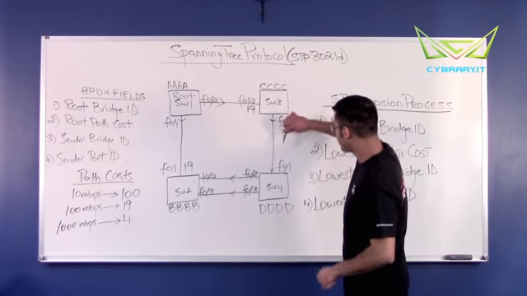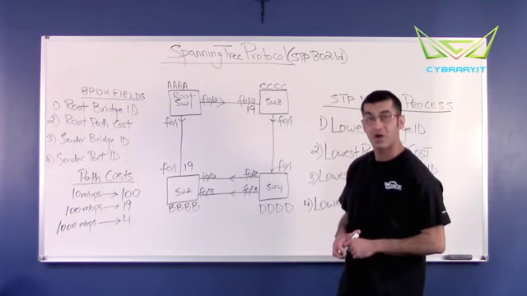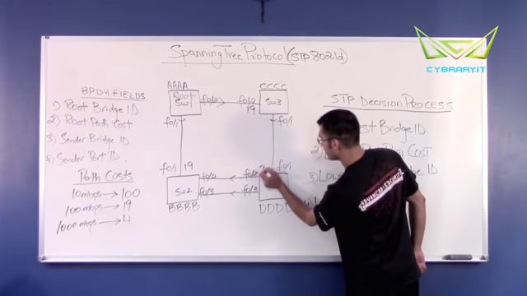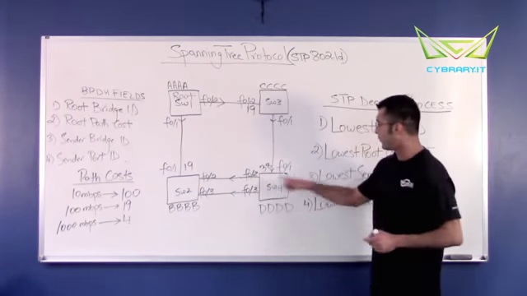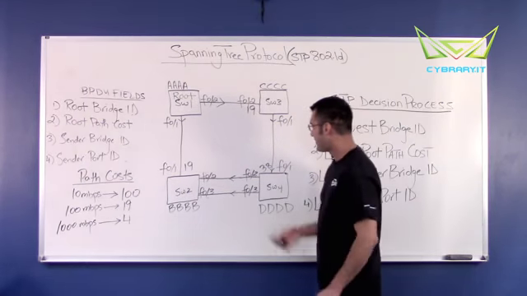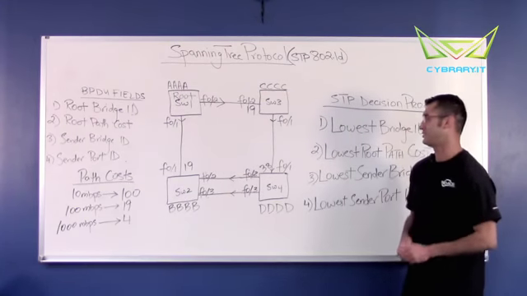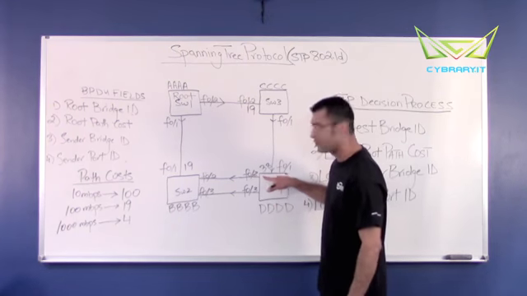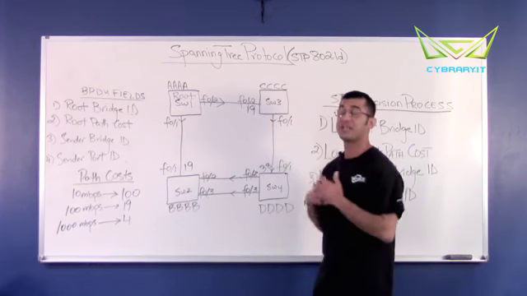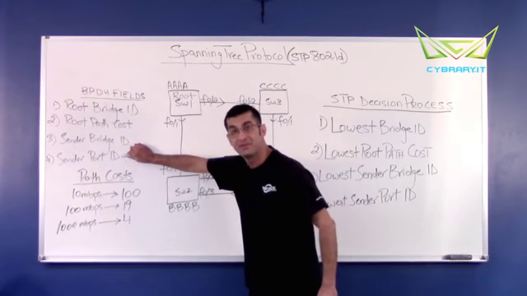Remember, we only increment root path cost when a BPDU enters a switch, not when it exits a switch. Then the BPDU enters switch 4 F0/1, and another 19 is added to the root path cost, since this is a Fast Ethernet link, and 19 plus 19 is 38. So the cost at switch 4 F0/1 is 38. The same BPDU leaves switch 4 F0/2 and F0/3 with a different sender port ID. So the sender port on switch 4 F0/2 is F0/2, and the sender port over here is F0/3. So it's the same BPDU, nothing else has changed except the sender port ID field inside of the BPDU.